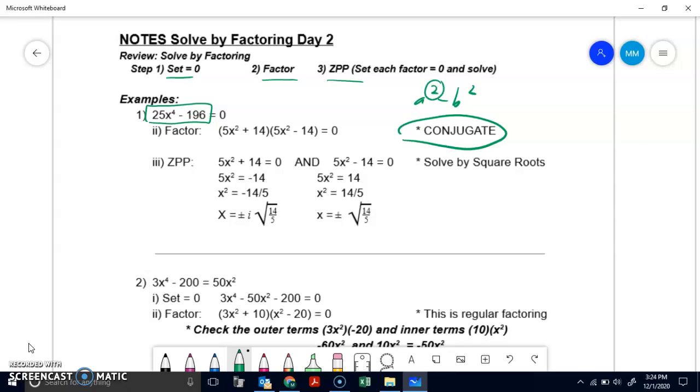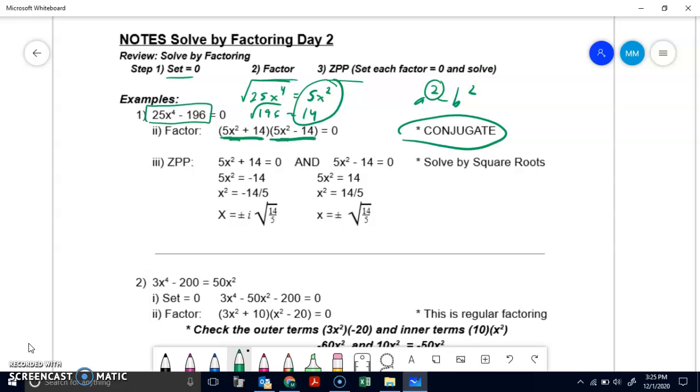So how would I break up 25x to the fourth? Well, it's obviously x squared and x squared. Square root of 25 is 5. Square root of 196. And this is another way you can think about these. You take the square root of both, 5x squared. Take the square root of 196, 14. That gives you your two components. So I do a plus b, a minus b. 5x squared plus 14, 5x squared minus 14.